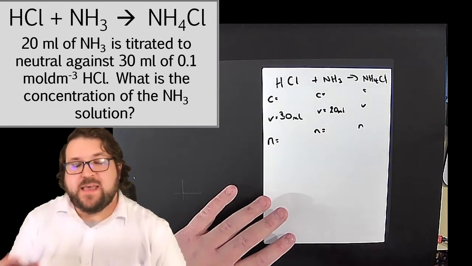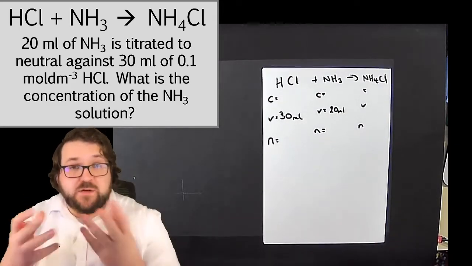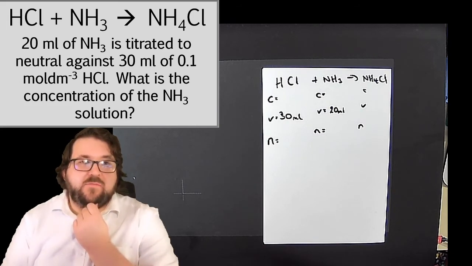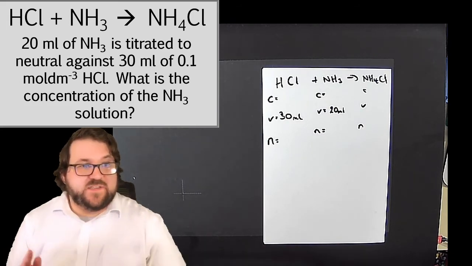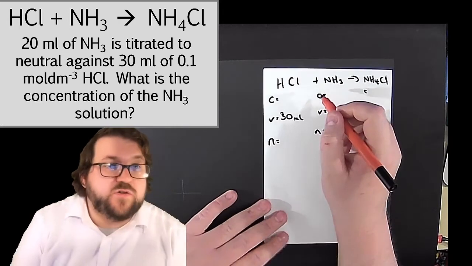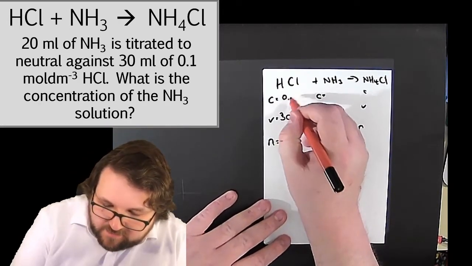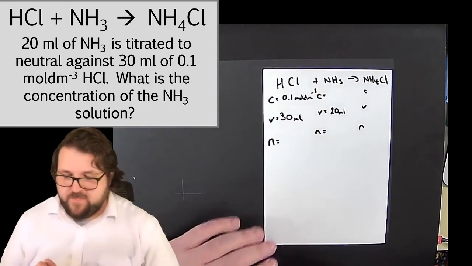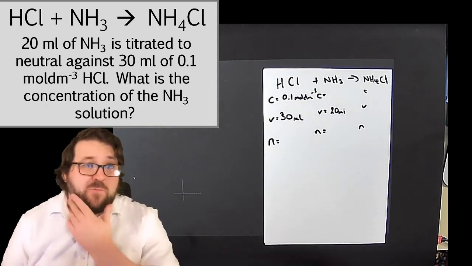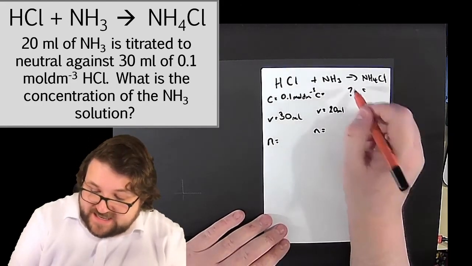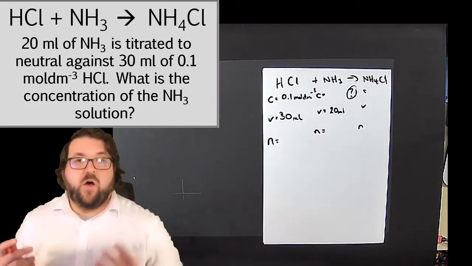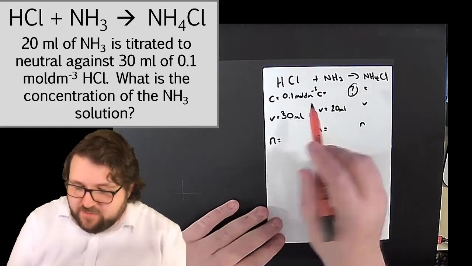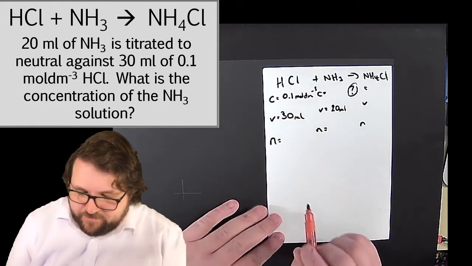So the concentration of something is how much substance, moles is the number of atoms, how much substance is in a certain volume? So that's 0.1 moles per decimeter cubed, and that's the HCl. Okay, great. So what's the question asking? What is the concentration of the NH3? So I'm trying to get to here. Always in these questions, it's about calculating the number of moles. So I'll have a quick look at these figures.